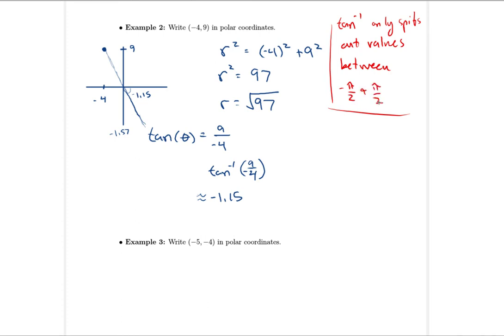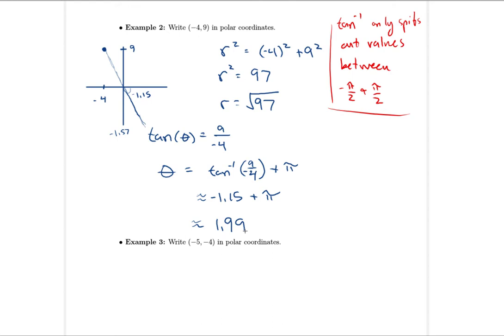That's all the tan inverse ever spits out. So what can happen is the angle that it's giving you is actually pi, or 180 degrees, away from the angle you want. So what we're going to do here is say that theta is not quite equal to tan inverse of negative 9/4. It's equal to that plus pi, and negative 1.15 plus pi is going to give you about 1.99.